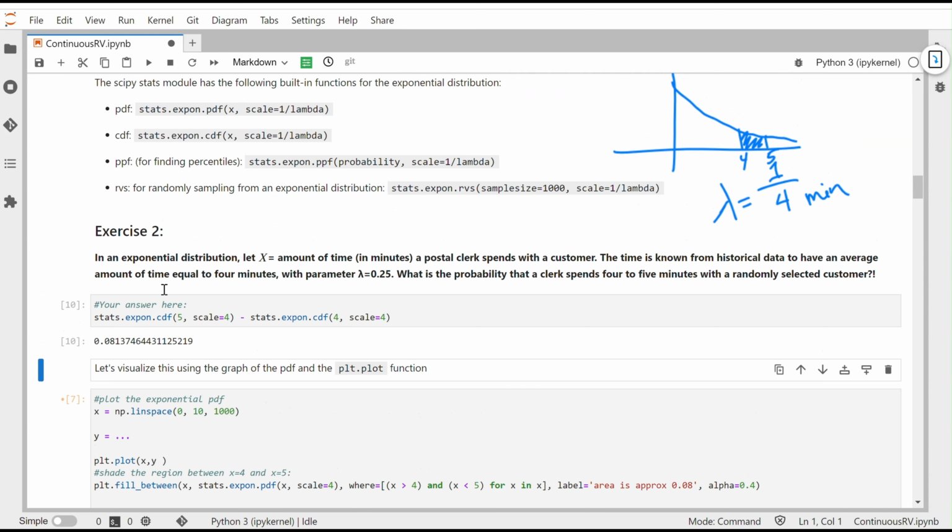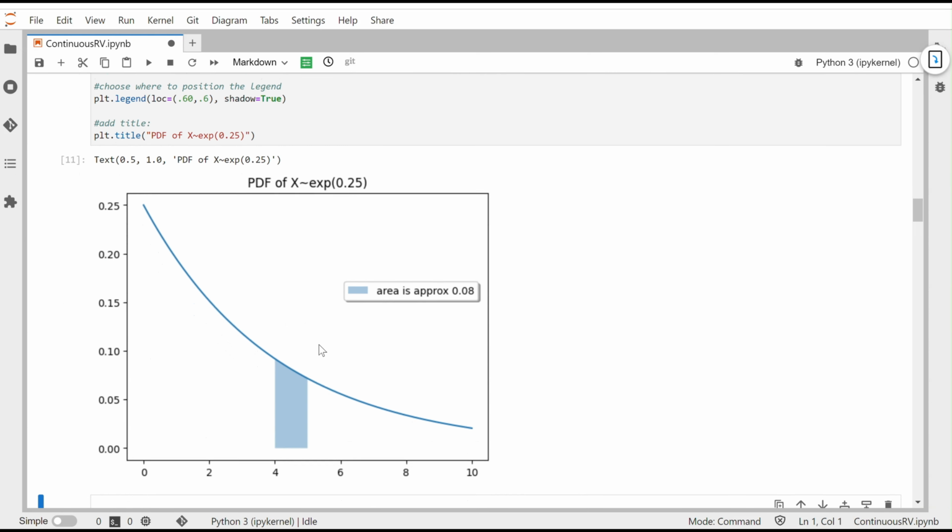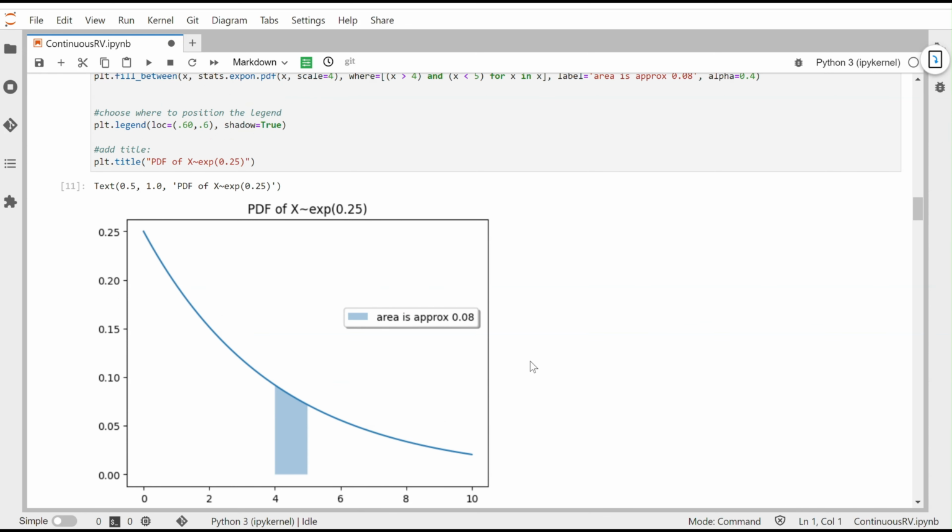Let's plot it. To plot it, I'm actually going to need to use the PDF function because that's giving me this actual graph here. And so I'm just picking x values between 0 and 10. This is just breaking up 0 to 10 so that I have 1,000 different points in there, so it just looks like a continuous line. And now I'm going to do stats.expon.pdf of x, and then scale equals 4. And when I do this, that is the area that I'm calculating, and we got that the area is approximately 0.08. So this is just an example of how you can implement this both visually as well as computationally in Python.